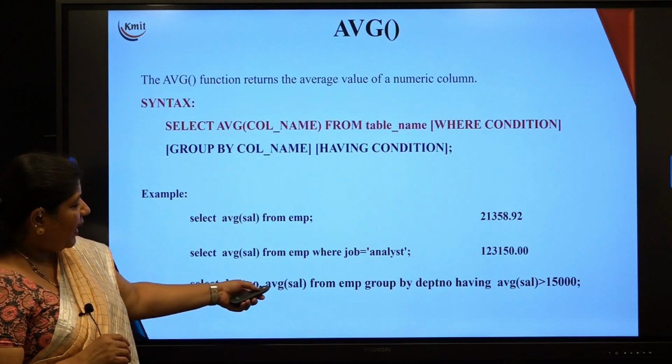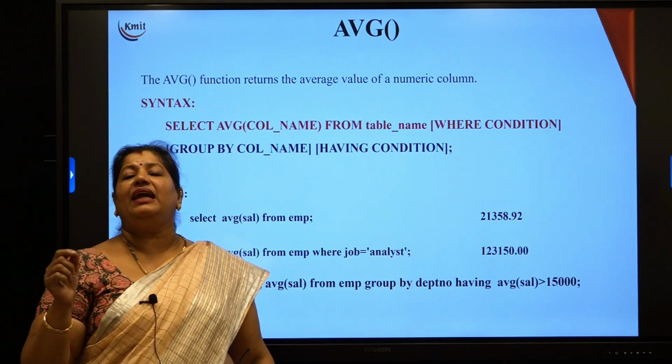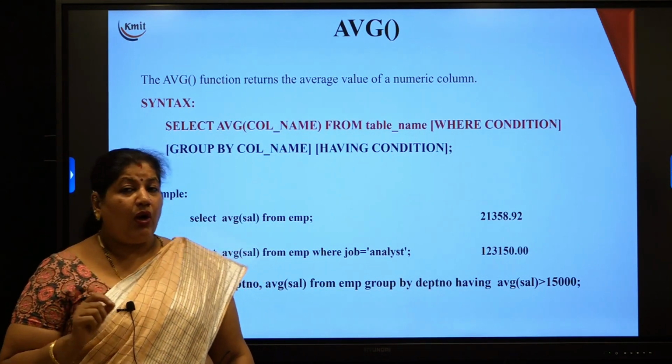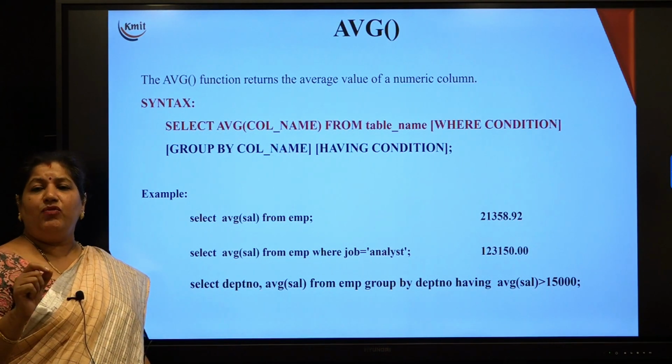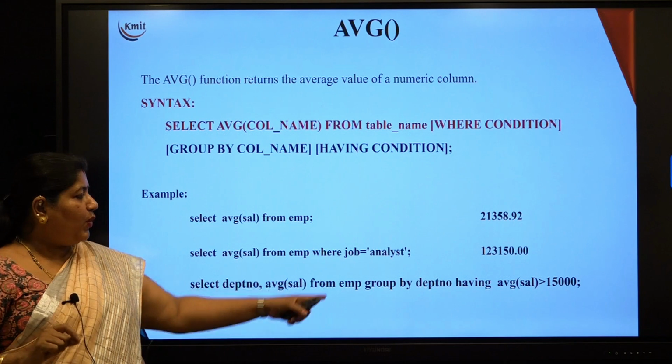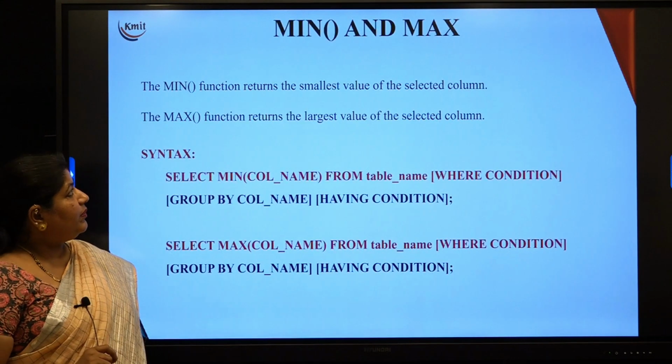Now here, select department number and average, group by department number, having average salary greater than 15,000. I want to display the average salary of those departments in which the average salary paid to an employee is more than 15,000, okay, in those departments.